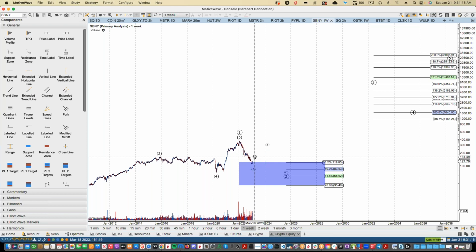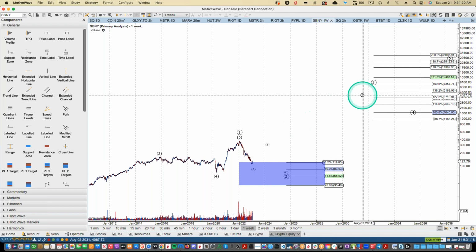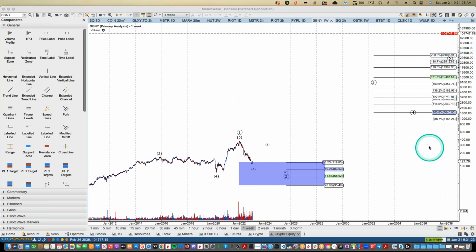All right, so any questions on those before I go to the requests? What do we got? Let's see. Could the Matic bottom structure not also be a 1-2-1-2?